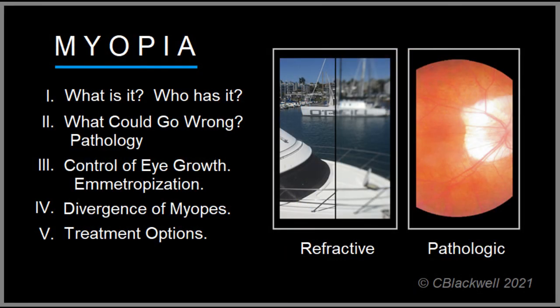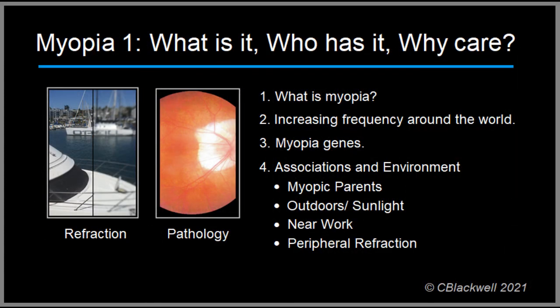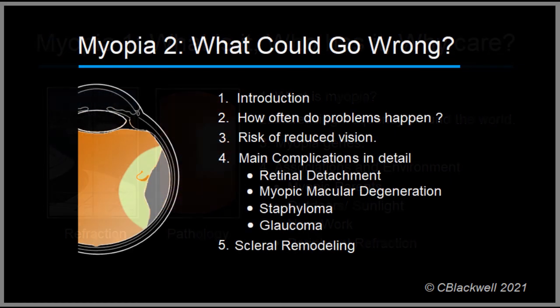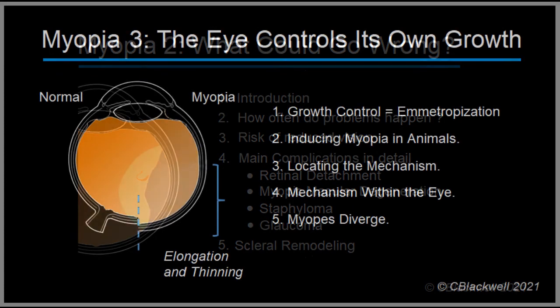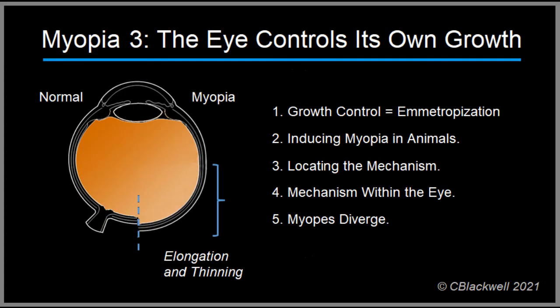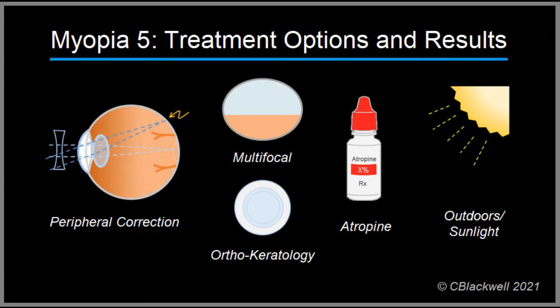That brings us to the end of part 4 in our series exploring myopia. In video number 1, we discussed what myopia was, how it is increasing around the world, and what factors it might be associated with. Video number 2 is a discussion of how myopia leads to vision-threatening complications. In video 3, we tried to understand how the eye is able to control its own growth. Yet, despite the control mechanism, some people diverge into myopia. Last is video number 5, exploring the variety of treatment options available, how successful they are in trials, and how they are used in practice.